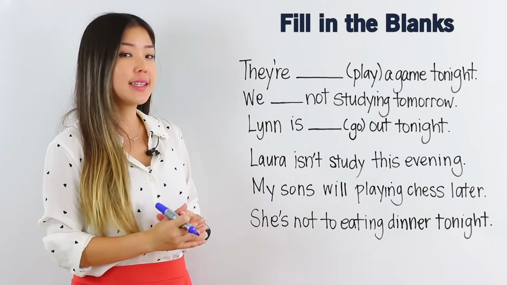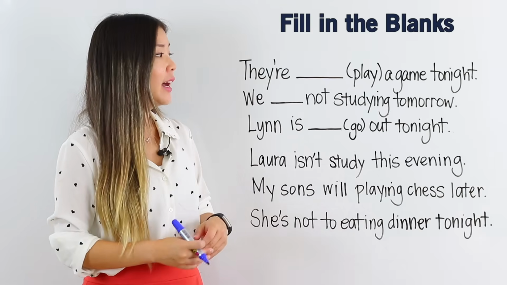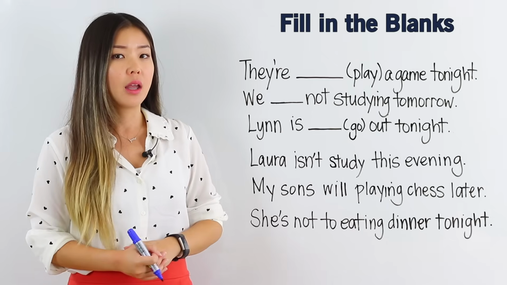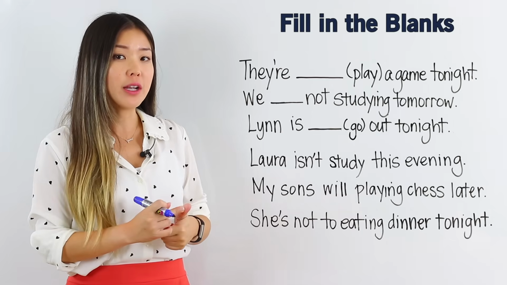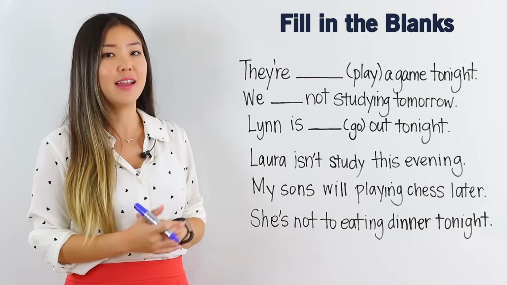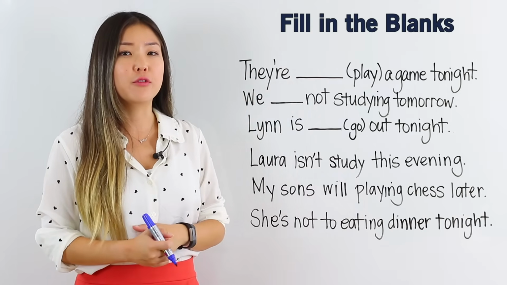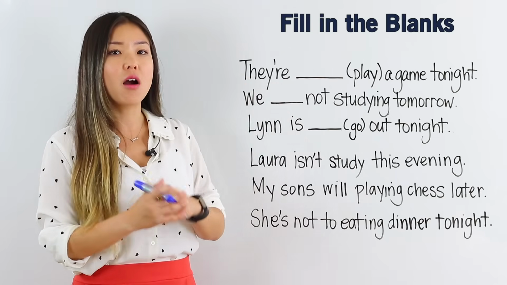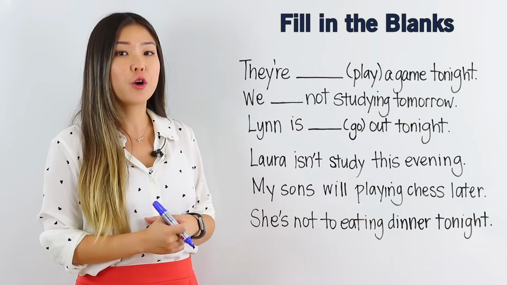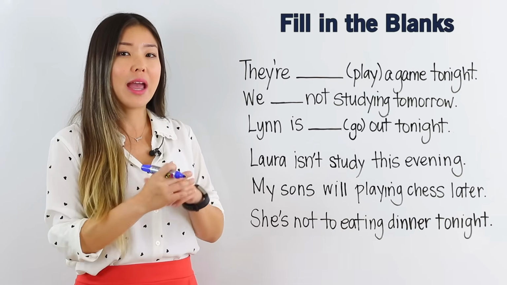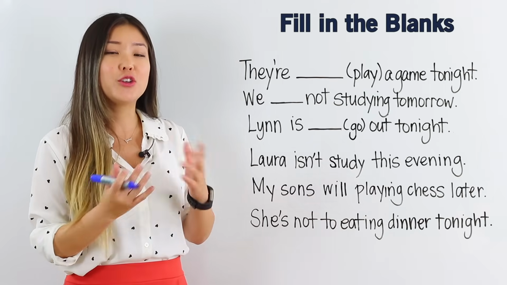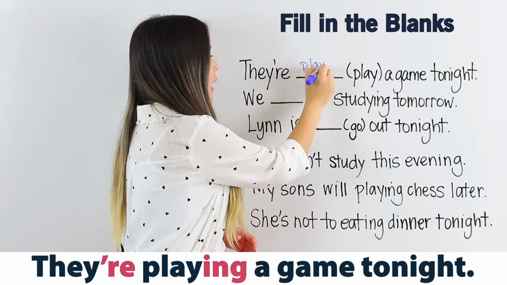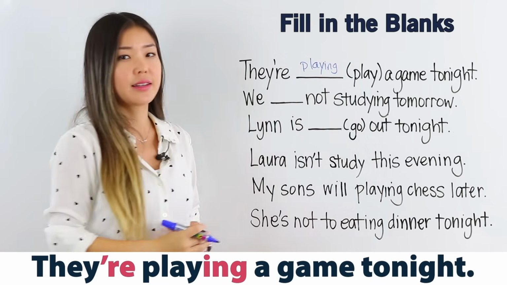The first sentence says, they're play a game tonight. The verb we want to use is play. Remember, we start with the subject, and here we have it, they. Then we have the be verb. In this case, we used a contraction for they are, there. That's correct. After that, we have to add ing to the end of the verb. So the correct answer is, they're playing a game tonight.